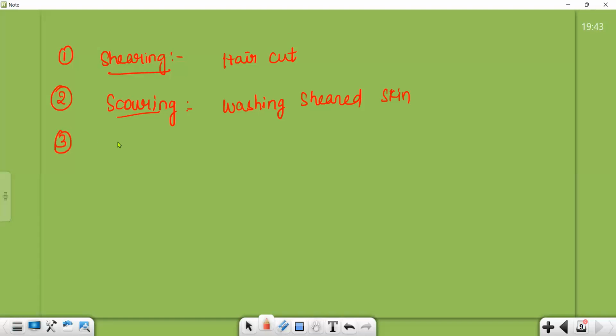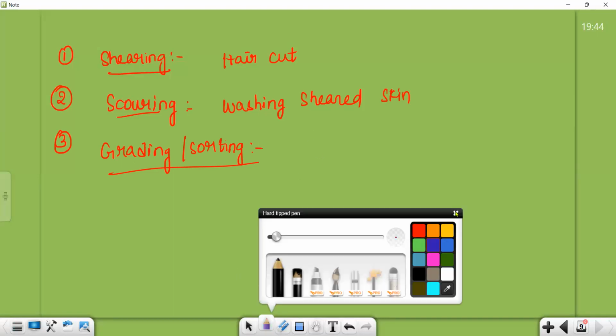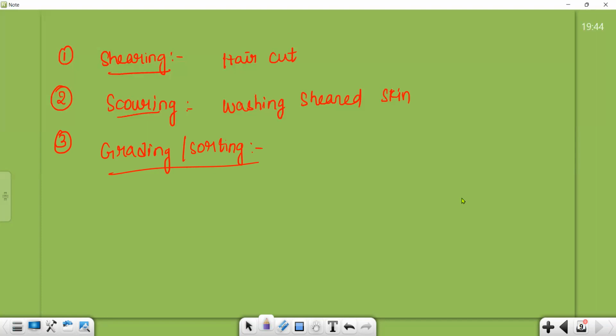The next process is grading, or you can also call it sorting. In this process, based on length, color, and texture, it is sorted. Ma'am, I think the third process is dyeing. We will do everything in the grading and sorting process. There are many steps involved. Whatever is removed, based on the length, color, and texture, we will do certain processes.